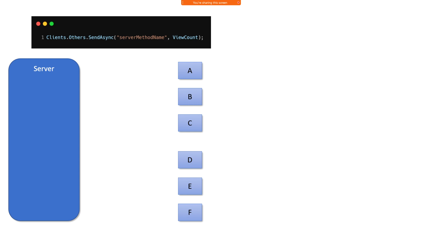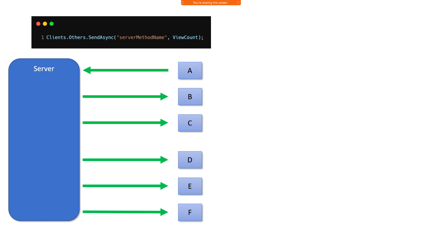What we just saw in my example, I used others. So others works kind of the opposite. Client A sends the message to the server, but the server then sends a response to everybody else.